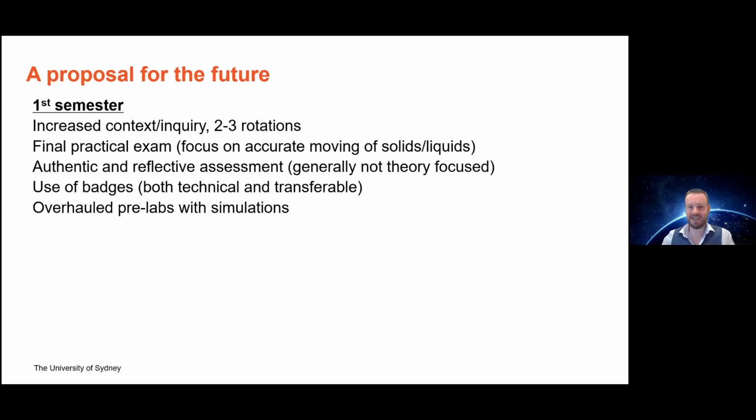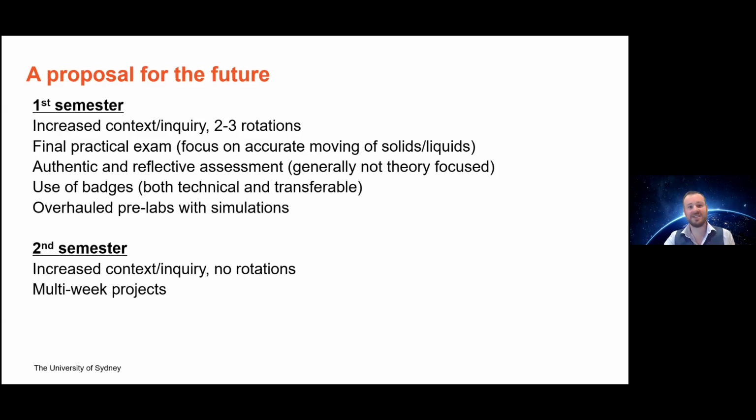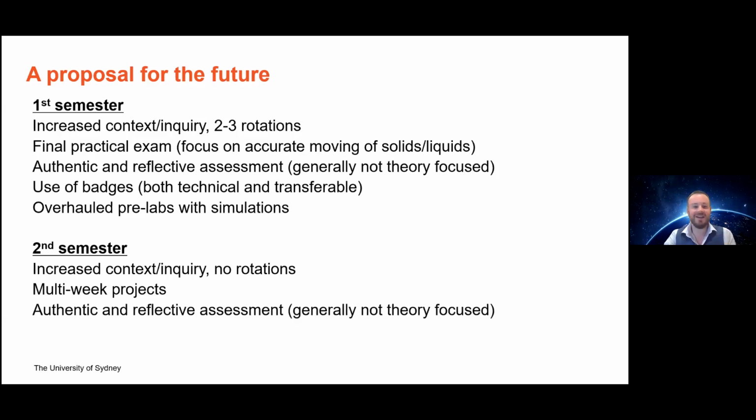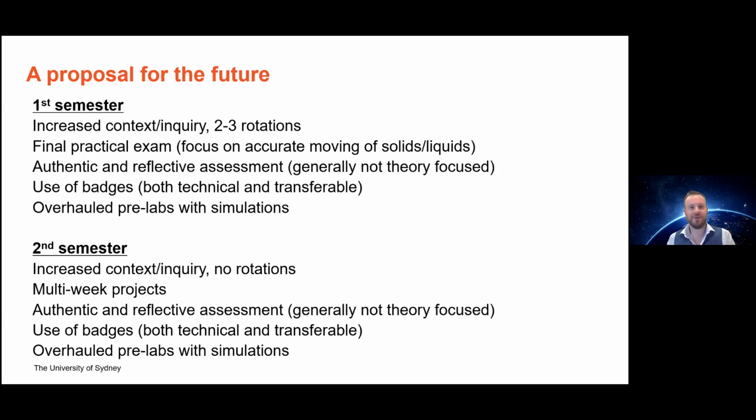And I'll be doing this in stages, not all in one go, because I'm insane, but I'm not that insane. With second semester, these are students who have decided to stay in chemistry, so let's push them. No rotations anymore because I want multi-week projects. Ideally, 2 back-to-back 4-1s. We need to push them to a higher level and really get them engaged and excited in chemistry so that they stay in the course. Again, authentic, reflective assessment, badges, and new pre-labs. We have to take it all into account.